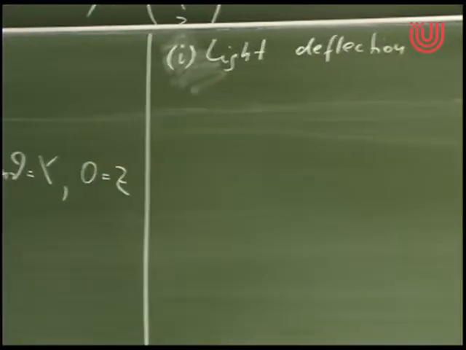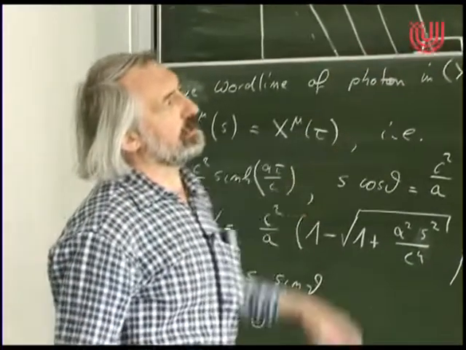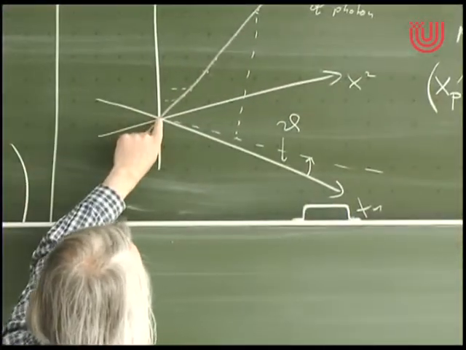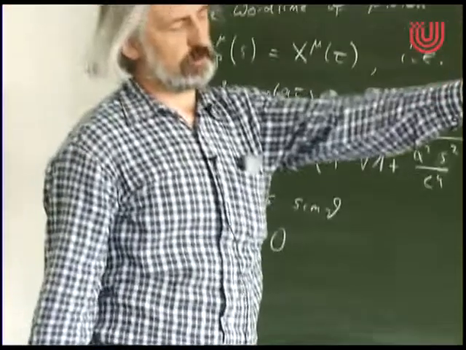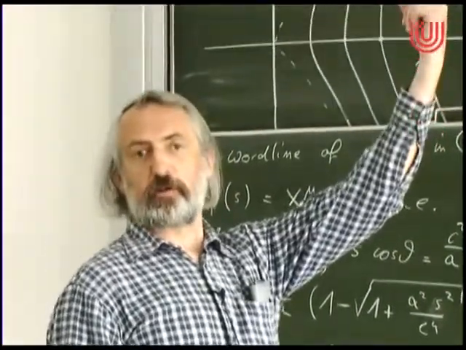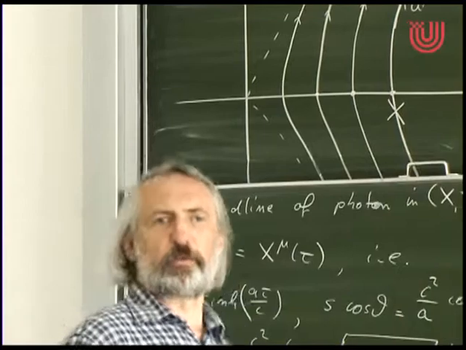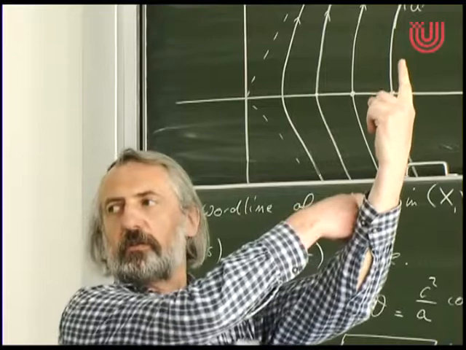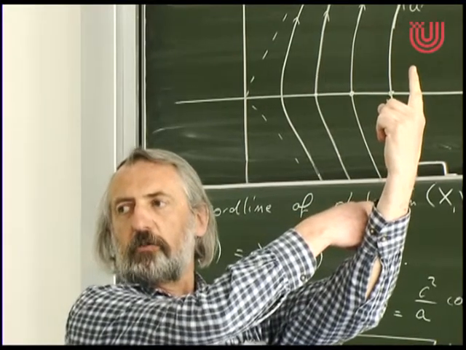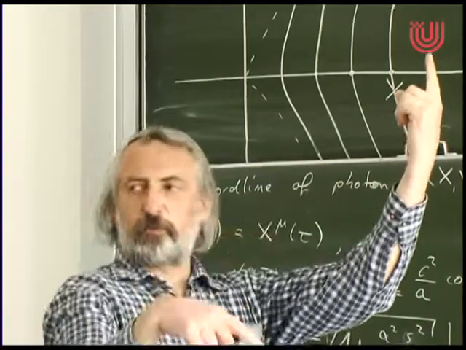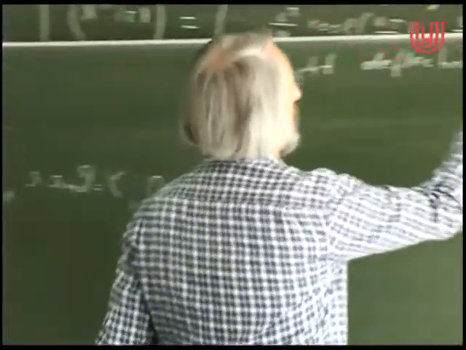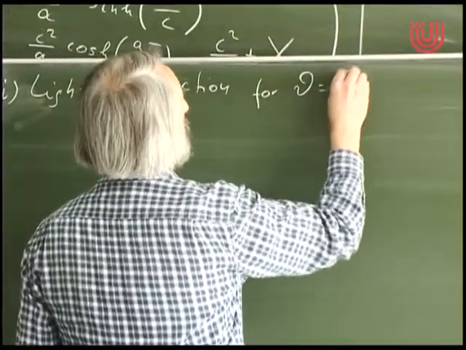And I will develop the formula only for the case that θ is π/2. So this means that the photon is in the x² direction when it goes through the origin. So that's my direction of acceleration. Maybe I should point in this direction, because it's better for mimicking the gravitational field. So we accelerate in this direction, and I want to consider the case that the photon crosses this direction at 90 degrees, at an angle of π/2. And I want to derive the shape of the path of the photon for this situation.